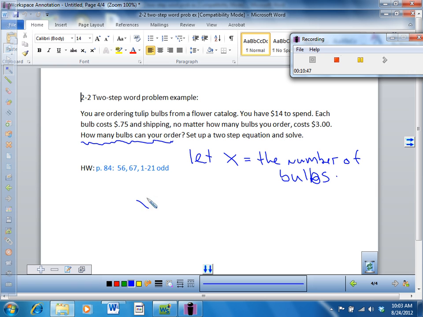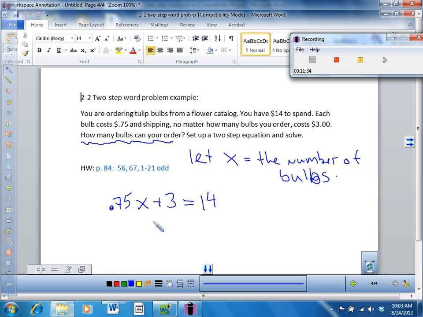So you know that x has to be somewhere in the equation. How much does each bulb cost? 75 cents. So what do I do with that x and that 75? I multiply them, right? Because 75 cents per bulb. So 0.75 times x. Then what? What's my other cost? Plus $3, right? Because no matter how many bulbs you buy, it costs you $3. Equals, how much do I have to spend altogether? 14. Good? So there's your equation. You guys see where that comes from? Kinda? Don't skip the word problems, because they are important.